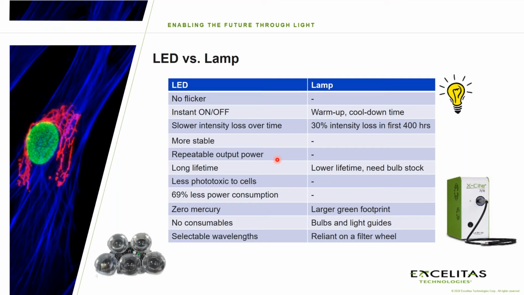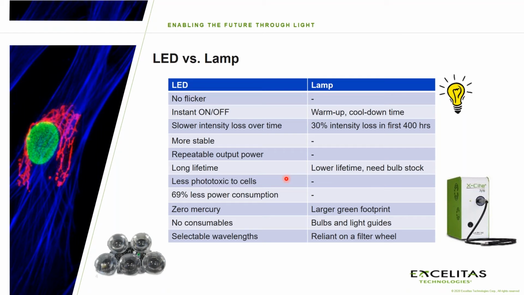LEDs are inherently more stable. LEDs also have repeatable output power because of the stability. Every time you turn it on, you know you're going to get the same power as before. With a lamp, because you don't know when the intensity is degrading, you have to be aware of what power is actually coming out of the lamp over time. LEDs have a long lifetime, between 10,000 and 25,000 hours. A lamp, like I said, is between 100 and 2,000.